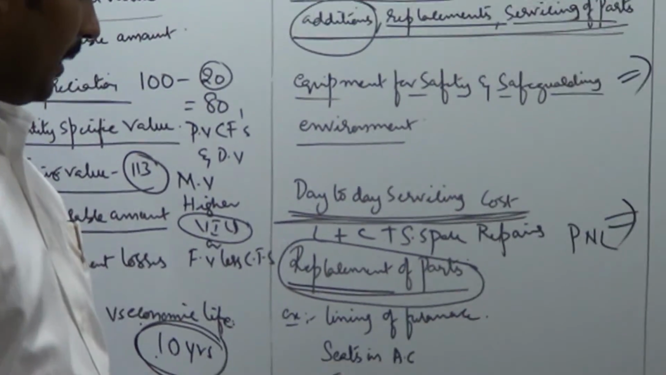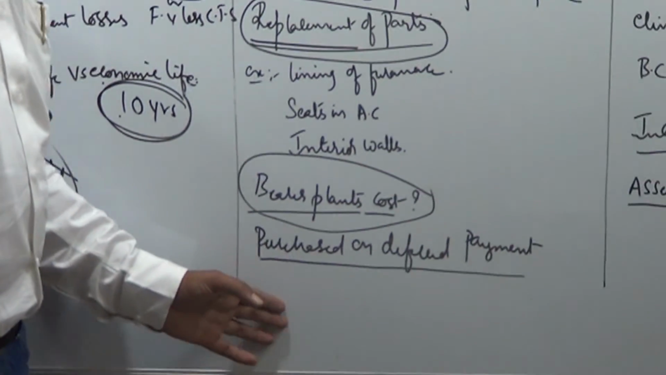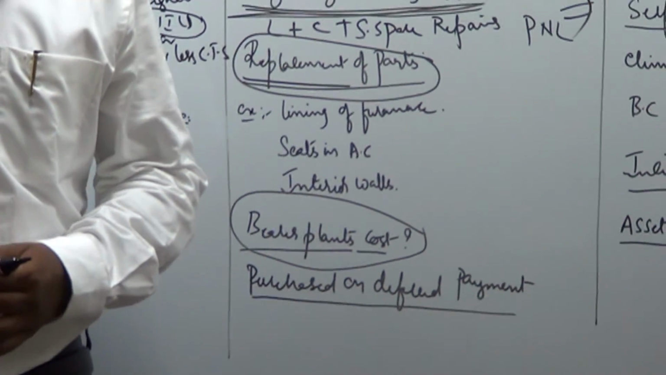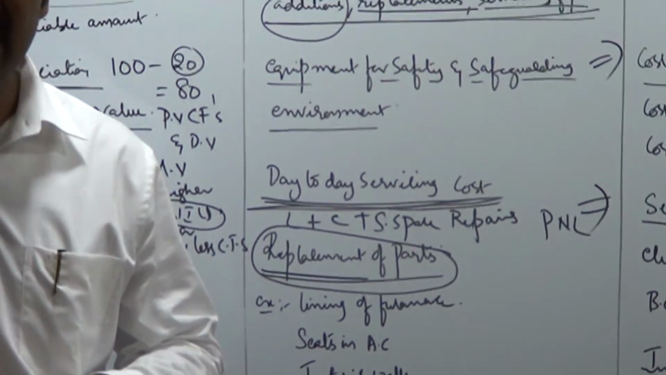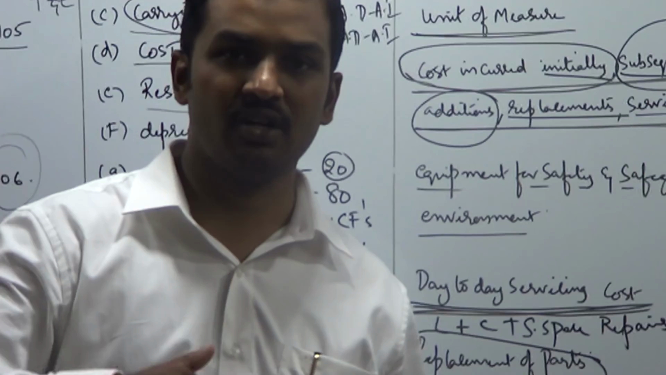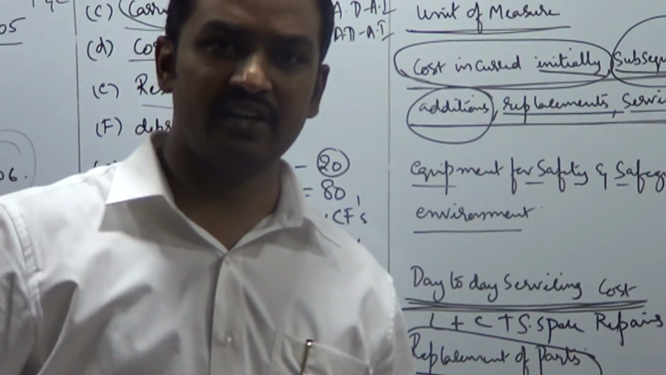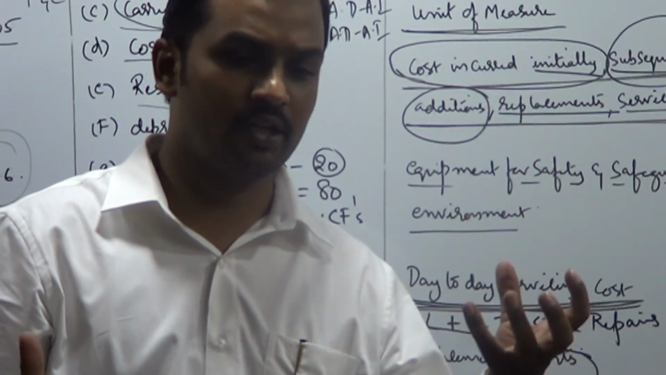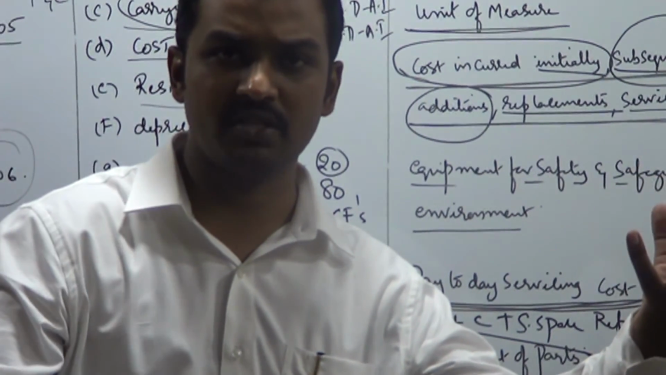Next, we come to asset purchased on deferred payment basis. Now, suppose an asset has been purchased on deferred payment. What is deferred payment basis? Extended periods of credit or installment system. If I purchase an asset on extended periods of credit, definitely the purchase price would be more than the cash purchase price.